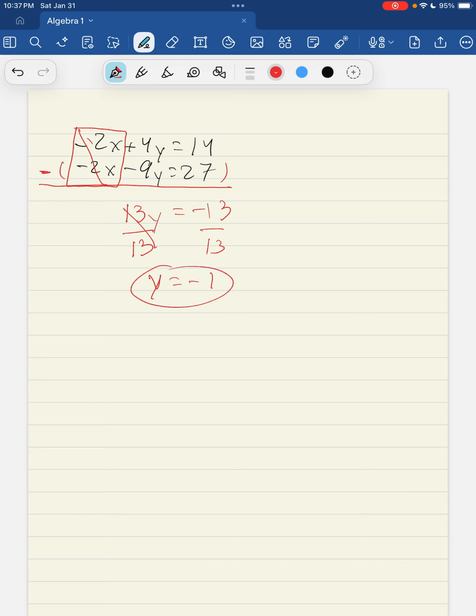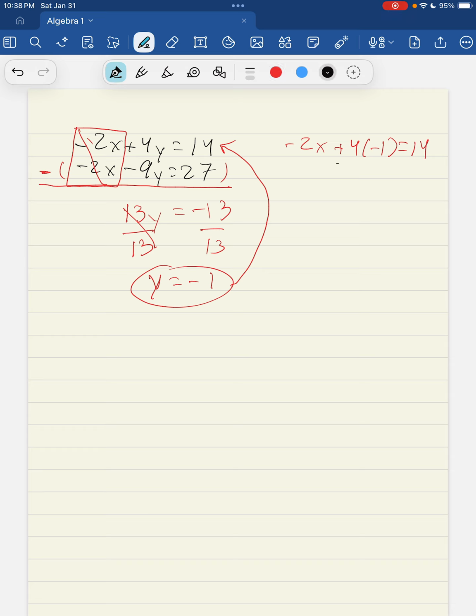Boom. Are we done? Not yet. I'm going to substitute it into the equation I think is easiest to work with, and the easiest to work with for me looks like that top guy. Negative 2 and 4 seem easier to me than that negative 2 and negative 9. So, using the top equation, we've got ourselves a negative 2x plus 4 times negative 1 equals 14.